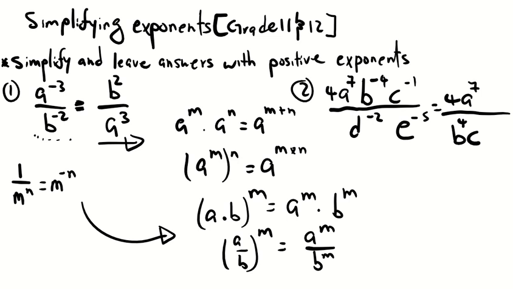And then what happens to d to the power of negative 2 and e to the power of negative 5? d to the power of negative 2 goes up into the numerator and the sign changes to a positive, and e also goes up to the numerator and its sign changes to a positive. That's how you simplify. Let's go to the next example.